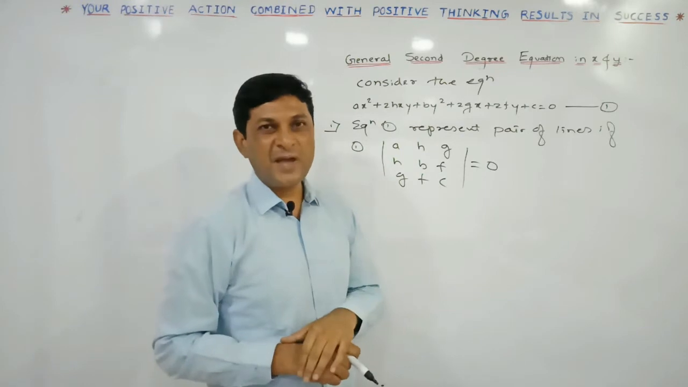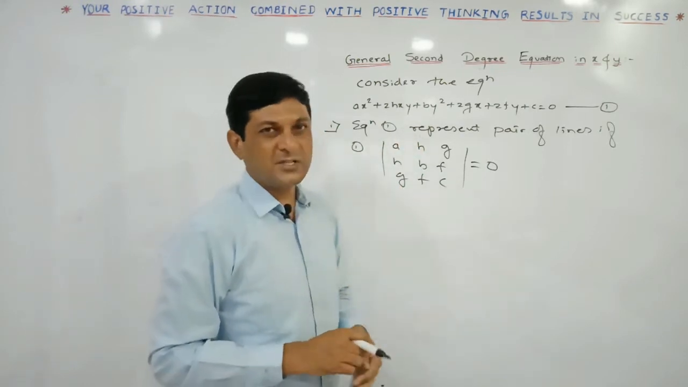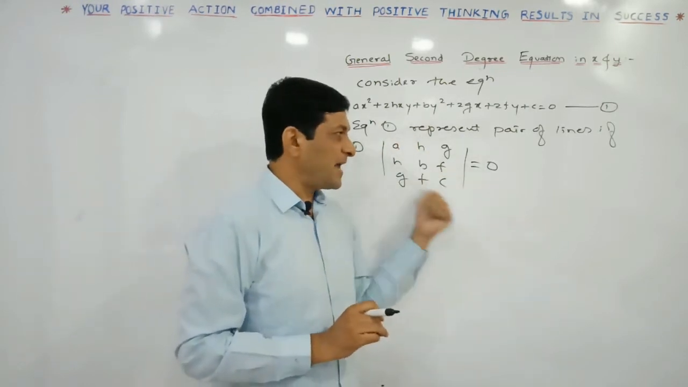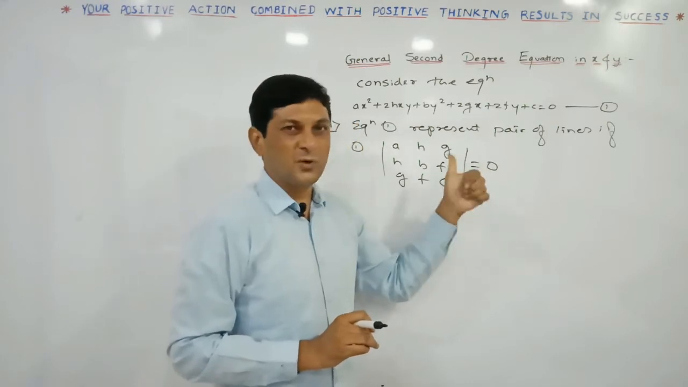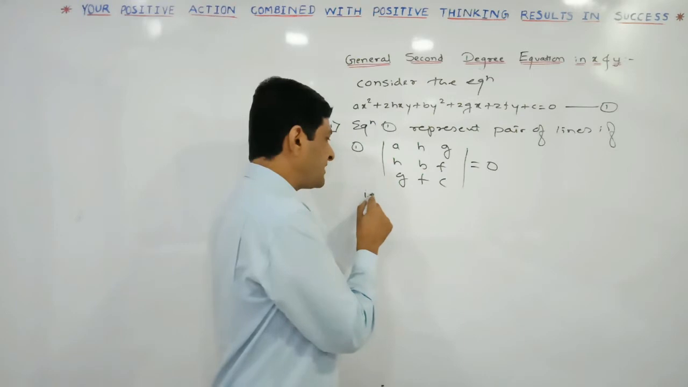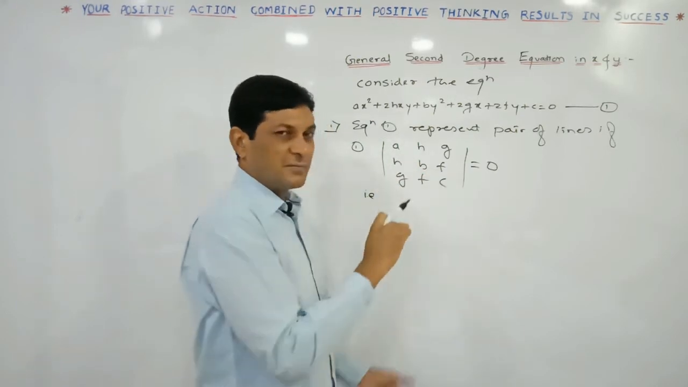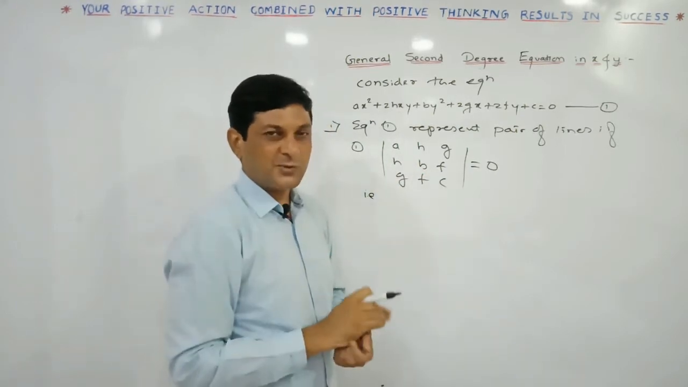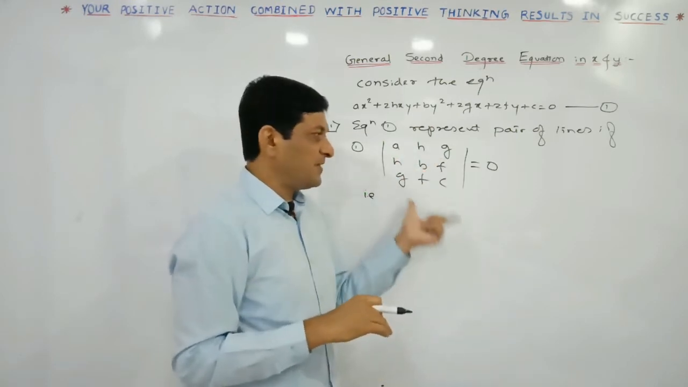Once these 6 values are known to us, substitute these values in this determinant and check whether the value of this determinant is equal to 0 or not. Okay, so the value of this determinant can also be written as, means instead of this determinant we will have another expression, which we get by simplifying this determinant.